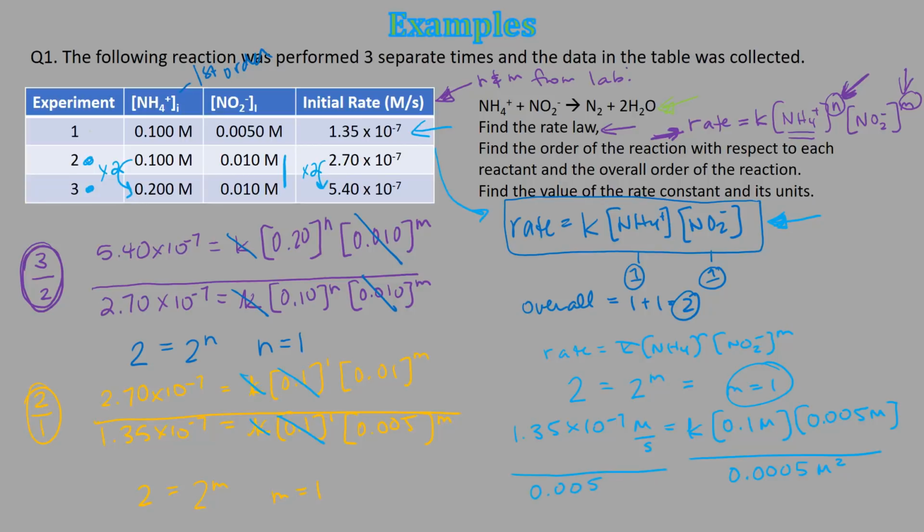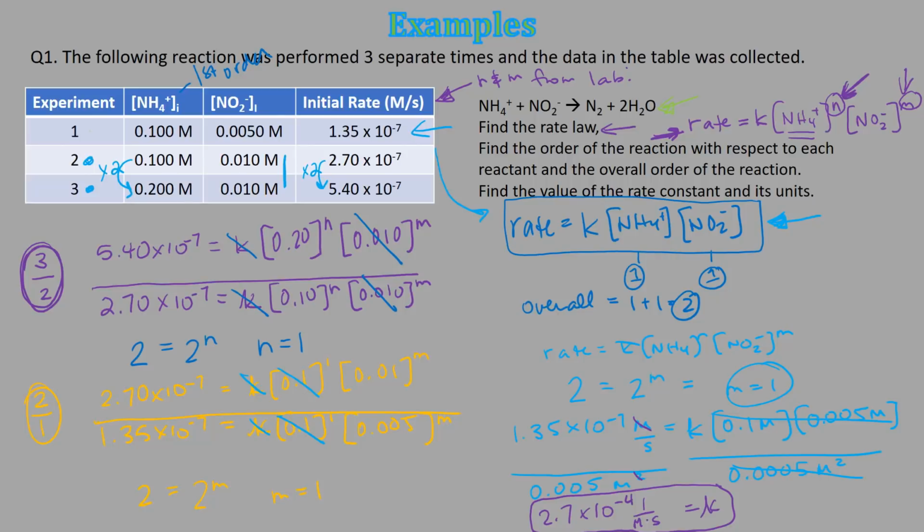So this cancels out right here. One of the molarities is going to cancel out, and I'm going to take 1.35 times 10 to the negative 7 and divide it by 0.0005, and I get that my K is equal to 2.7 times 10 to the negative 4th, and since one of the molarities canceled out, I end up with 1 over molarity times second. So one of the molarities is still there, and it's in the denominator. All right, so that's the value of the rate constant here.